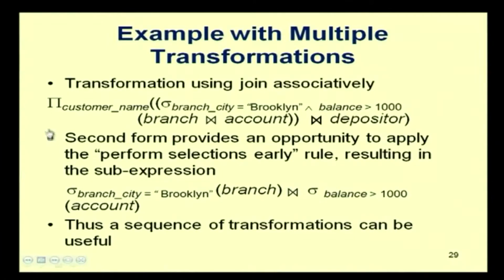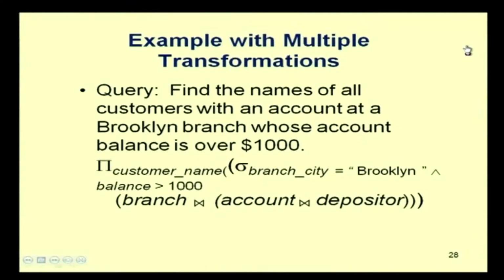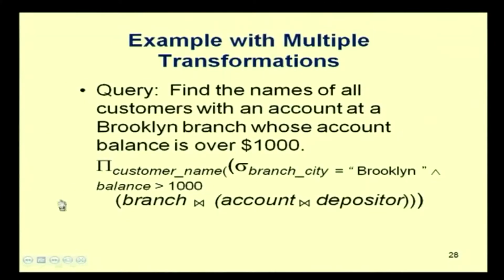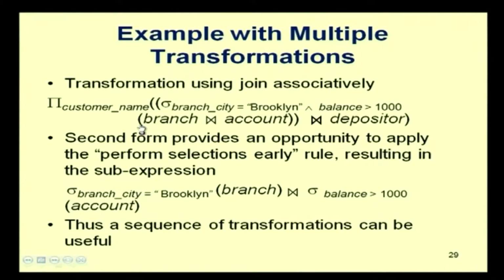So, if you do this and then do this, you have a sequence of operations that is useful, and this is very important if you want to do the select operations. Here, what we are trying to do uses a lot of statistical information, as I said. Here we have: find the names of all customers with an account at a Brooklyn branch whose account balance is over $1000. Now, this is a simple query, and we have 3 join operations. The only thing we have done here is, this was the given, that is, the joins are like this. Now, what we do first is, we do not change anything here, but we use associativity and club branch and account together, and depositor we keep separately.